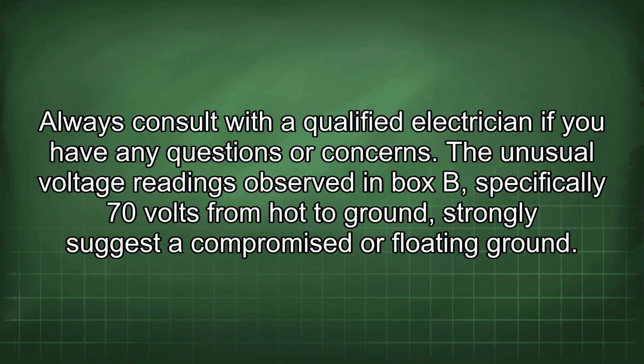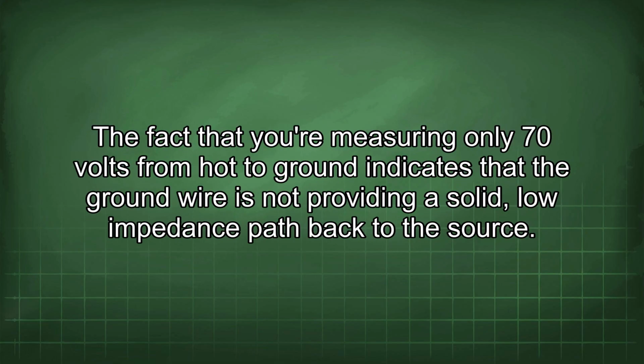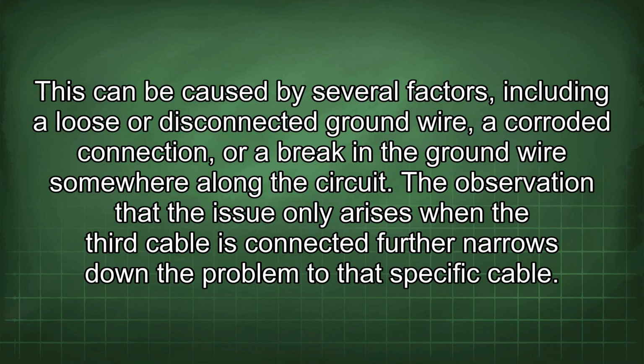The unusual voltage readings observed in Box B, specifically 70 volts from hot to ground, strongly suggest a compromised or floating ground. In a correctly wired circuit, the voltage from hot to ground should be approximately the same as the voltage from hot to neutral, typically 120 volts in the standard residential setting. The fact that you're measuring only 70 volts from hot to ground indicates that the ground wire is not providing a solid, low impedance path back to the source. This can be caused by several factors, including a loose or disconnected ground wire, a corroded connection, or a break in the ground wire somewhere along the circuit.